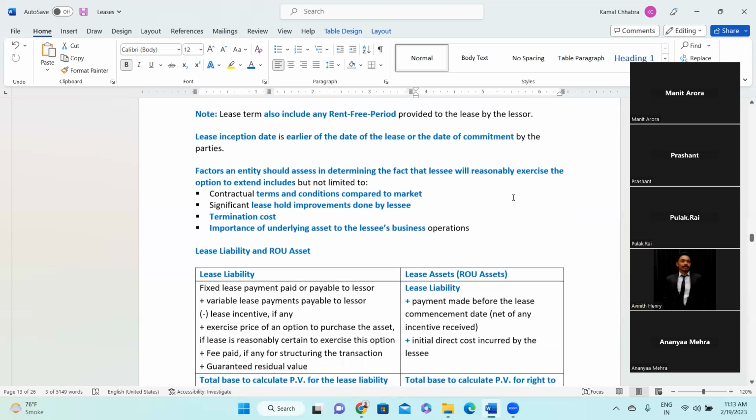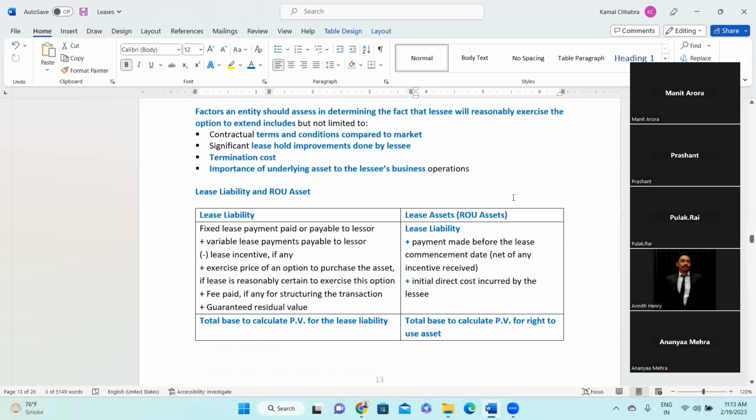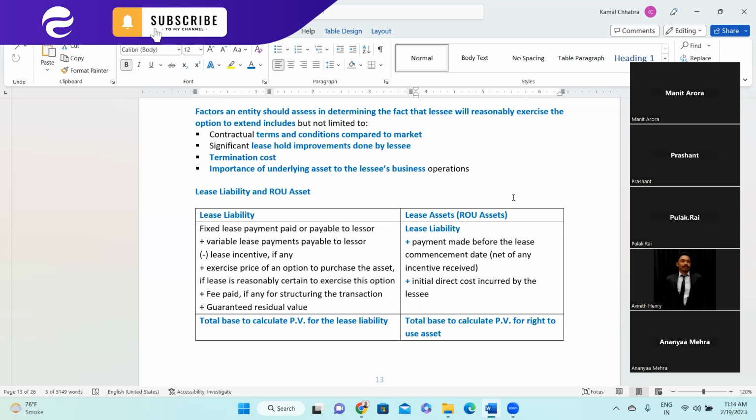Yes, sir. Good. Okay. So the factors an entity should assess in determining whether the lessee will reasonably exercise the option to extend include, but are not limited to, certain illustrative examples which you need to keep in mind when evaluating whether the lessee will reasonably exercise the option to extend the lease or not. The first one is whether the contractual terms and conditions compared to market are better. Second is significant leasehold improvement done by the lessee, like we were discussing.